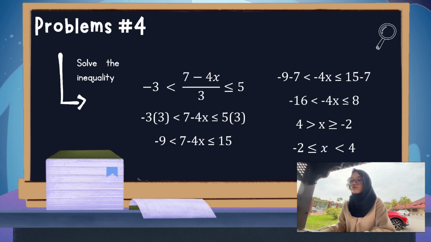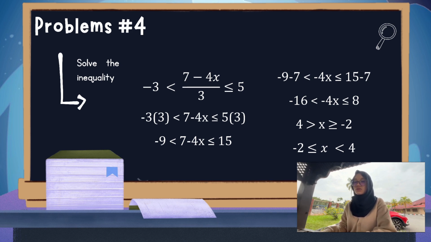So now that we're only left with 7 and -4x here in the middle, we will now move the 7 to both sides to leave only the value of x in between these two numbers. So we will rewrite this inequality as so: negative 9 minus 7 is less than negative 4x, which is less than or equal to 15 minus 7. So here we have applied the subtraction property. We'll end up with the answer negative 16 is less than negative 4x, which is less than or equal to 8.